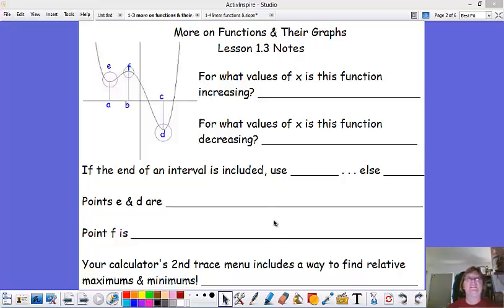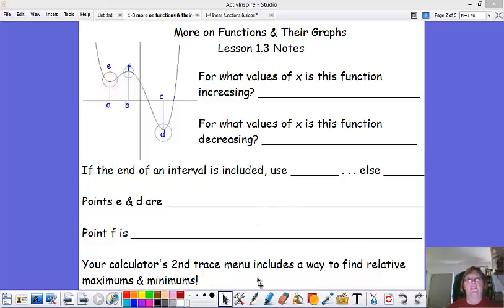Hi, our third lesson in Chapter 1 is a little bit more on functions and graphs of functions. So we're going to be looking at several different topics today. The first of which is areas or ranges where the function is increasing or decreasing.